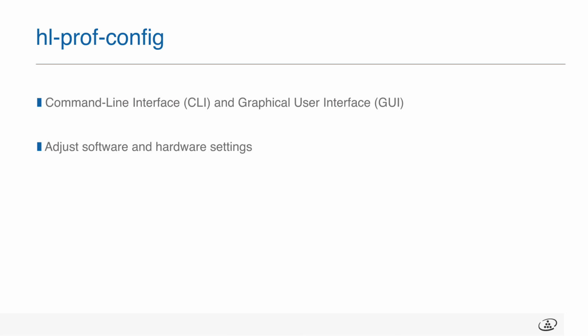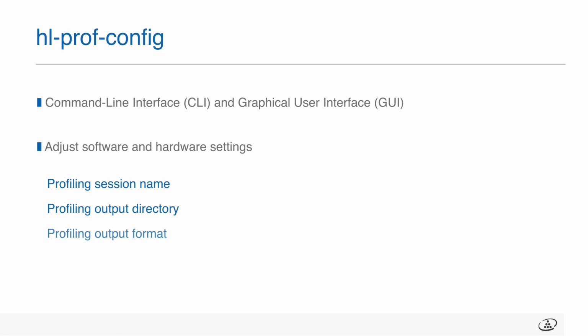The hl-prof-config tool can be used to set the options for running the profiler. The tool functions in two modes: command line interface, or CLI, and graphical user interface, or GUI. The tool enables adjusting the software and hardware settings of the profiling subsystem, including changing the session name, output directory, output formats, and basic hardware settings of the instrumentation.